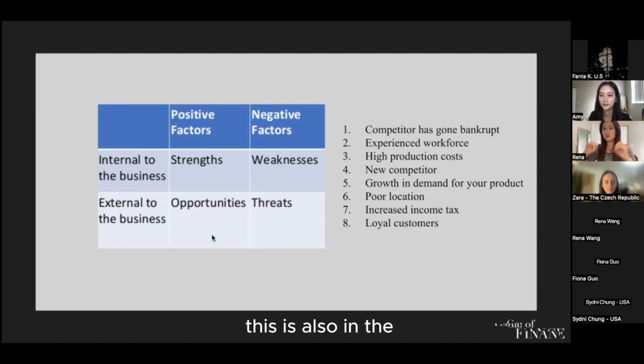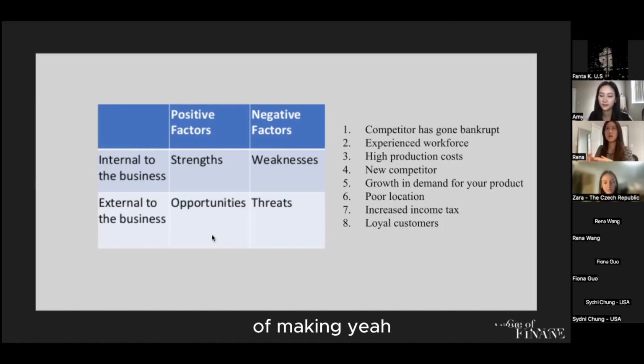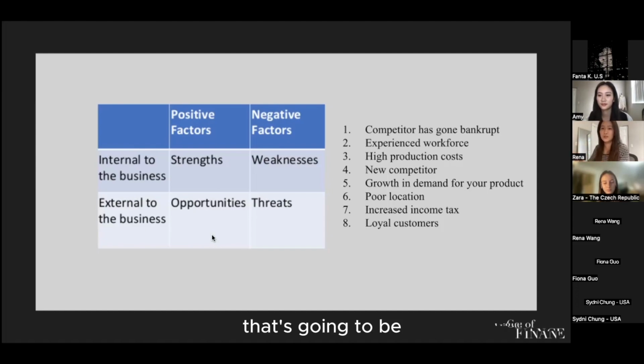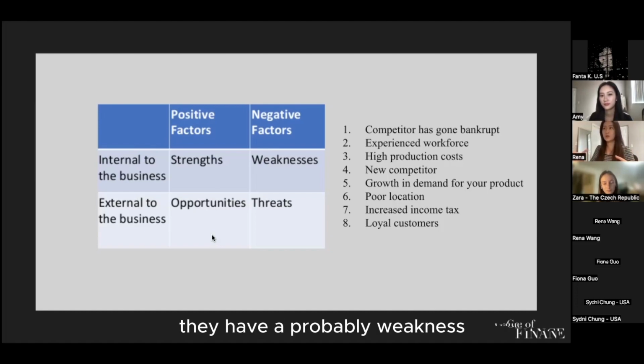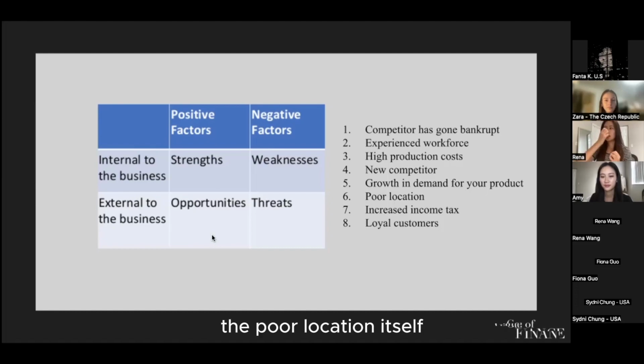This is also in the poor location. That is a threat from the external, not the internal. Of course, the decision of making the company, we're gonna put McDonald's on the beach that's going to be covered by the ocean, that is a bad decision that the business made. They have a probable weakness of wrong decision making by the employee, whoever decided. But the poor location itself, I think, is a threat.